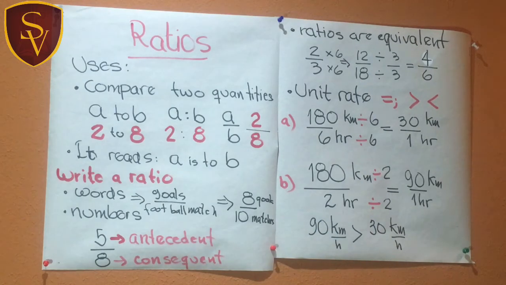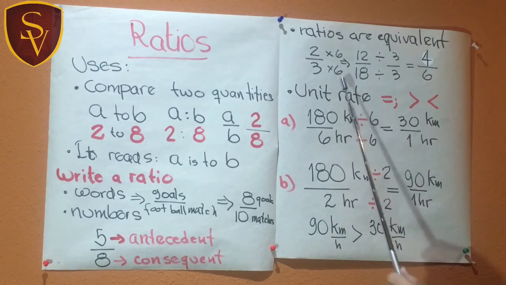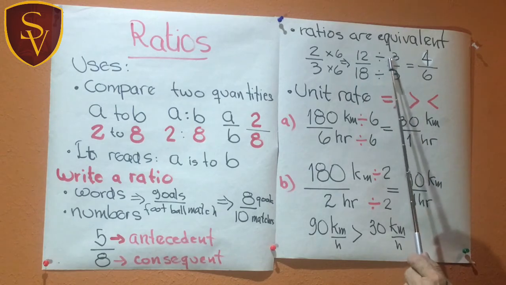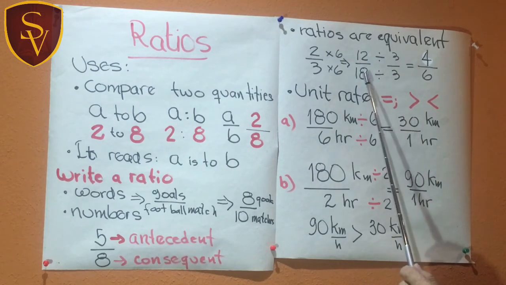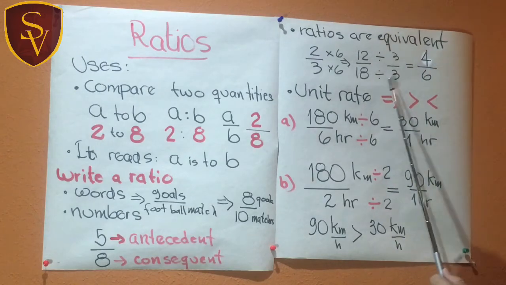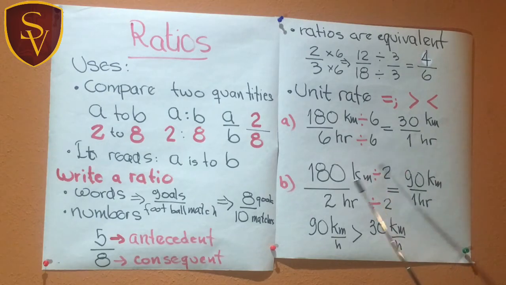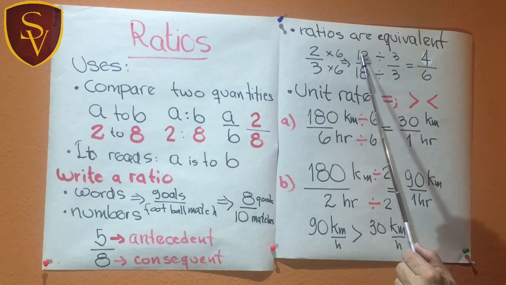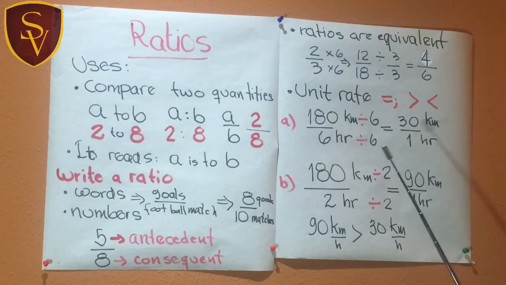Or I can also reduce this ratio by dividing it by the same number. As you can see here, 12 divided by 3 and 18 divided by 3 is going to give us 4 and 6. So we can have equivalence between 2/3, 12/18, and 4/6. It's very helpful because we can compare apples with apples, bananas with bananas. The idea is not to mix units.